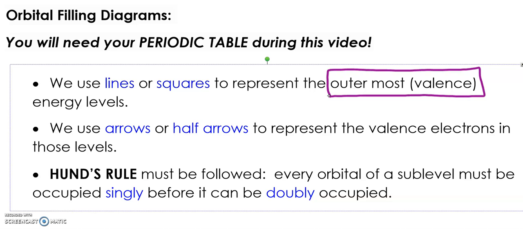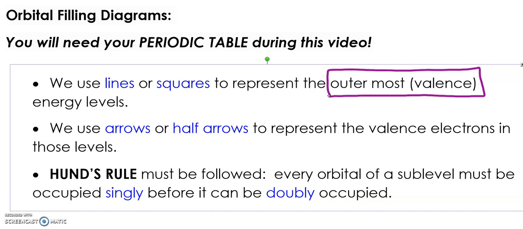So we're going to use lines and squares, and then either on the line or in the square, we're going to draw arrows, or half arrows, to represent the actual electrons. So we're going to be drawing orbitals. We're going to be writing arrows to show electrons.